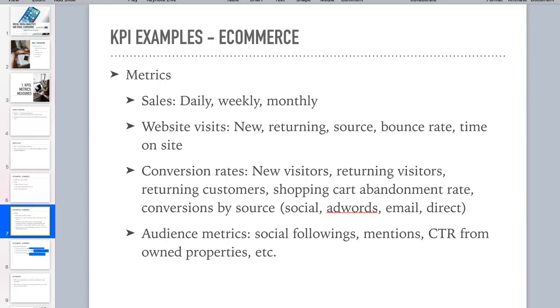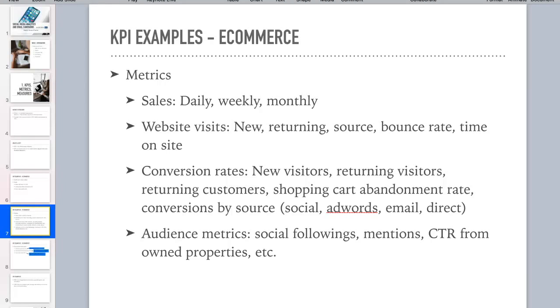So the first one is sales. You specifically might not be directly involved in driving sales, but you do need to be able to report on this metric if it is important to the business or the organization. Website visits, for example, is a very important metric in relation to social media specifically, and of course to email campaigns.